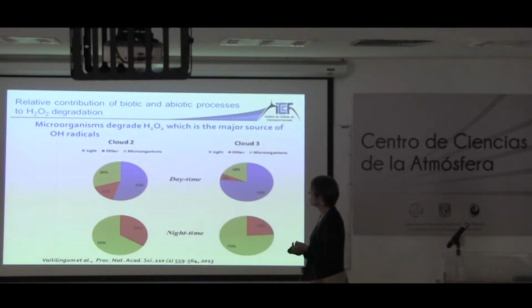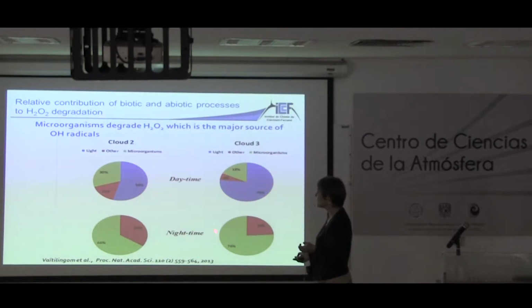The second one was looking at hydrogen peroxide degradation. As I remind you here, it is the main source of OH radicals. And again, we made the same experiment, and here this is the result during the daytime and nighttime. During the daytime, when you have the light on, of course, the major part is due to the OH radical activity. You can see here. But still, there is some microorganism activity, which is not zero.